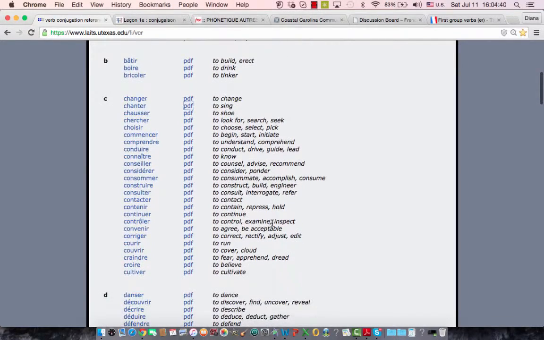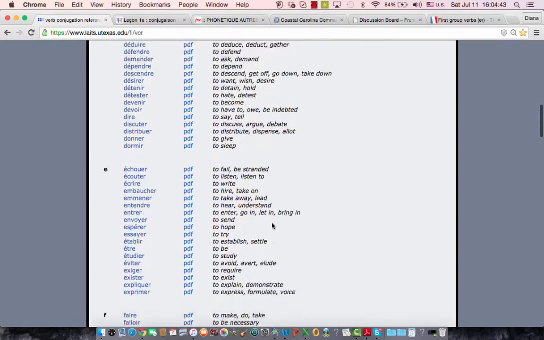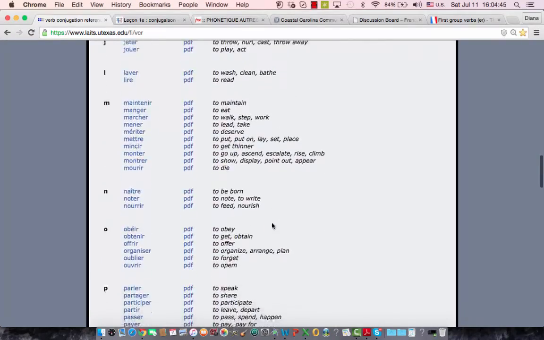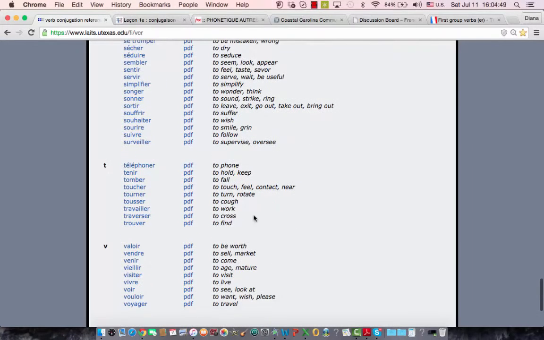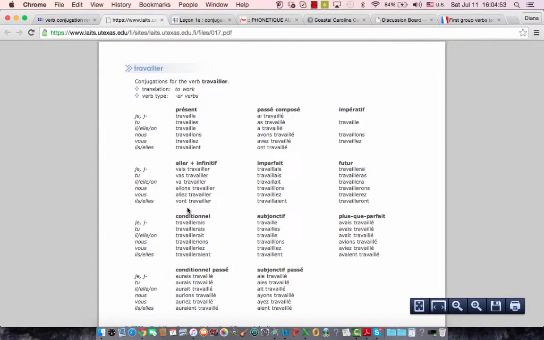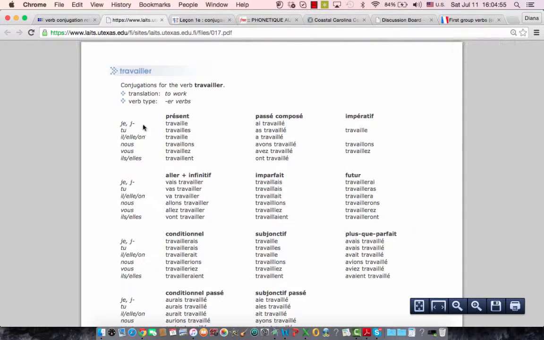Maybe the verb to work, travailler. We'll go down the list under T. Voilà. Je travaille, tu travailles, il travaille, elle travaille, on travaille. Nous travaillons, vous travaillez, il travaille, elle travaille.